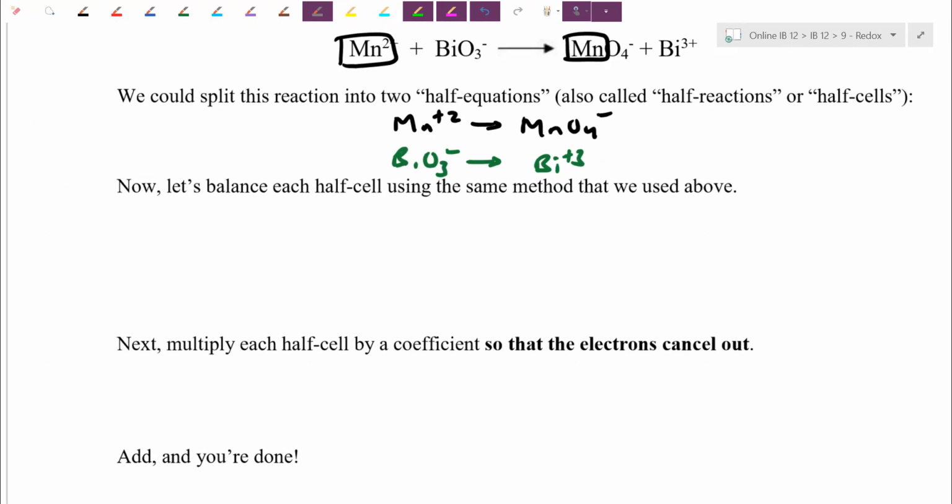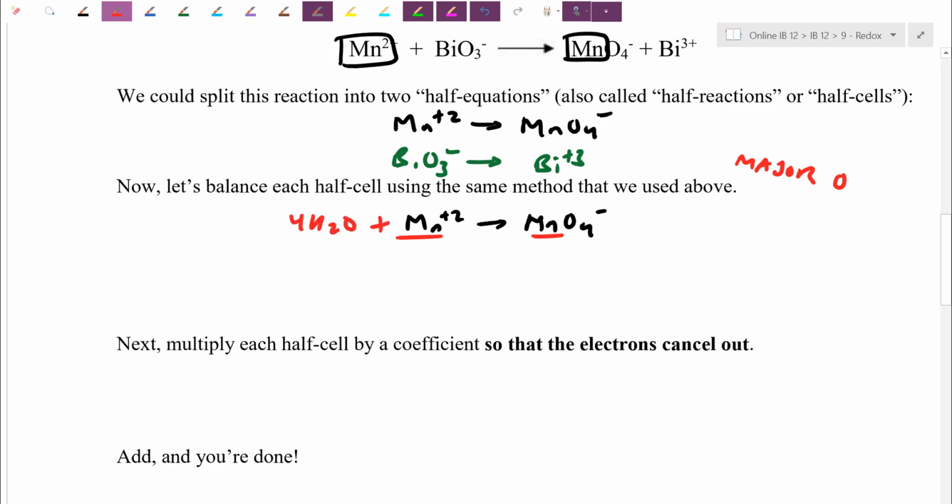So case in point here. Let's balance each half cell using that major hydroxide strategy. Taking this first equation, I'm going to write it in the middle of my page here. I'm going to say to myself, I need to balance major atoms first. Major atoms here are the manganese. So one manganese, sure, one's charged, that's fine, doesn't matter. One manganese. Balance the oxygens with water. I had no oxygens here, I have 4 oxygens there. I'm going to balance it with 4 waters on the left-hand side. That screws up the H's, but that's fine.